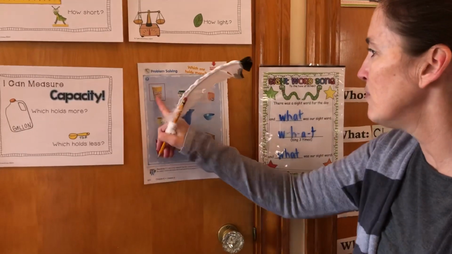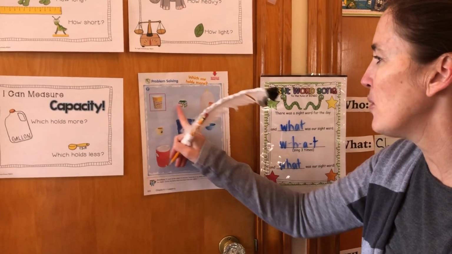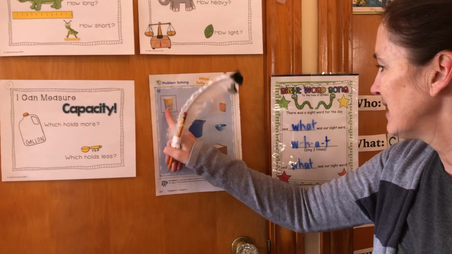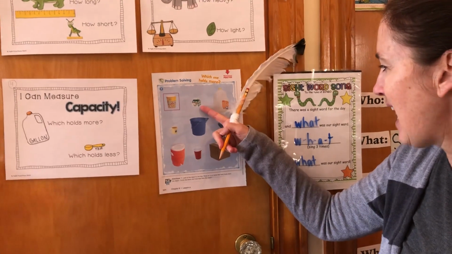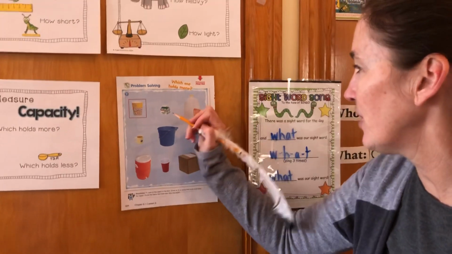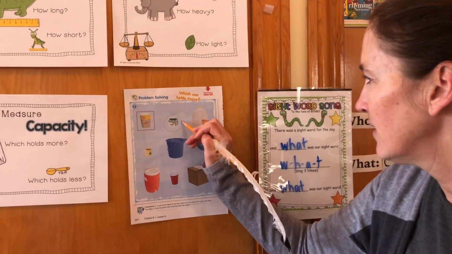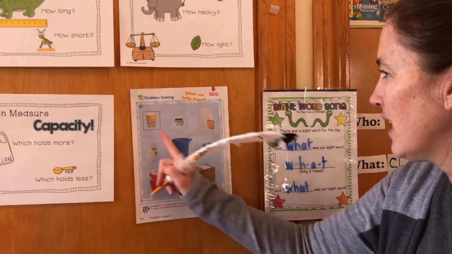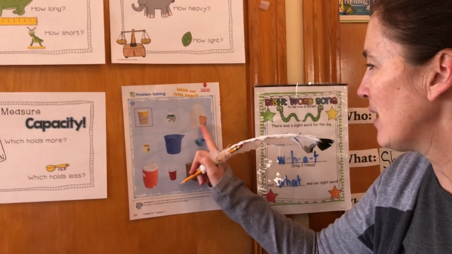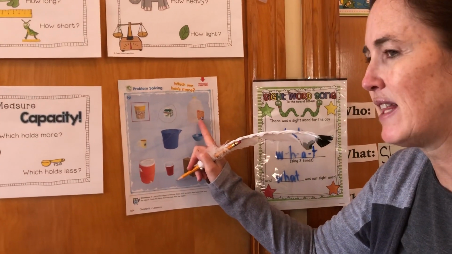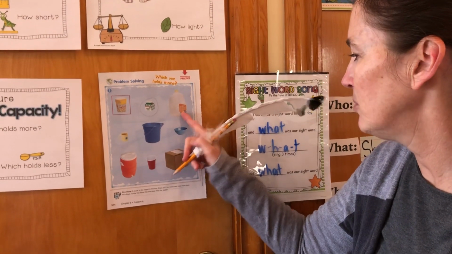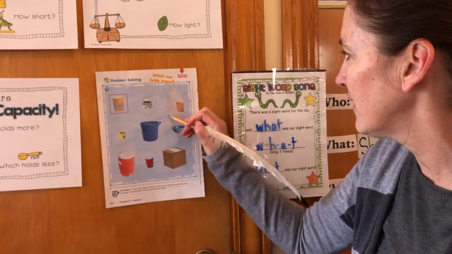Okay, so here's our popcorn, here's our milk. Does this hold less or more than this? This one holds less. So it says to circle that. All right, our gallon of milk and the popcorn. Does the gallon of milk hold more or hold less than the popcorn? Holds more, so we're going to put a big old X.